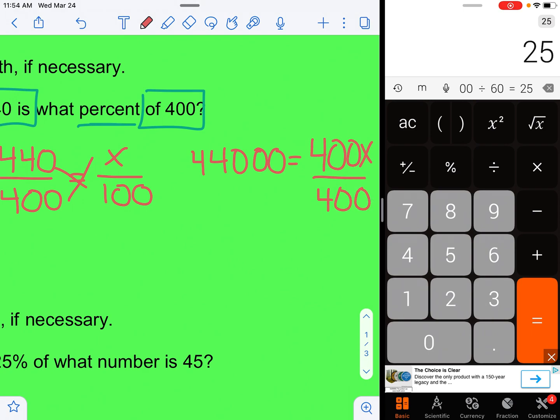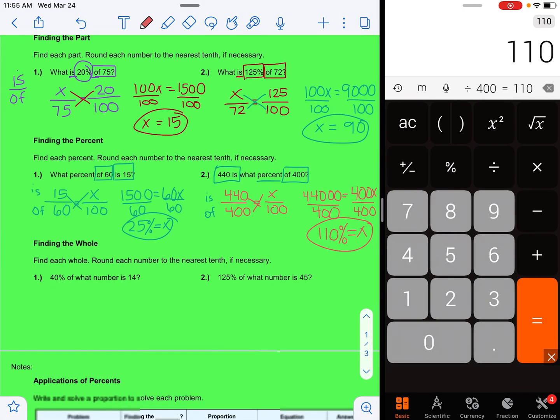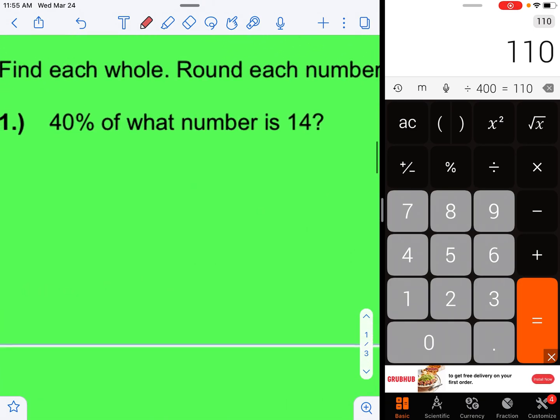Now we need to divide by 400 to get x by itself. So we just get x on the right hand side. 44,000 divided by 400 is 110. But what are we talking about? We're talking about percents. So we need the percent sign. Awesome, so that's how we find the percent. Now we're going to talk about how we find the whole.